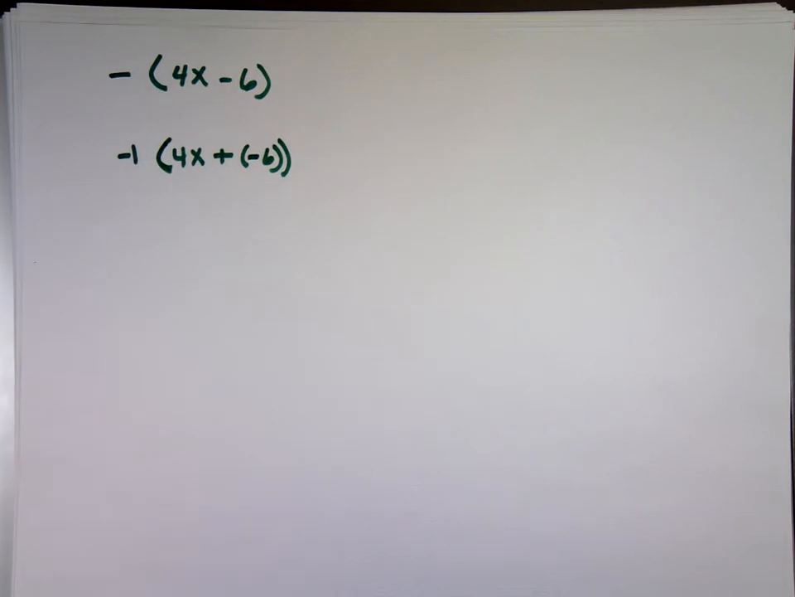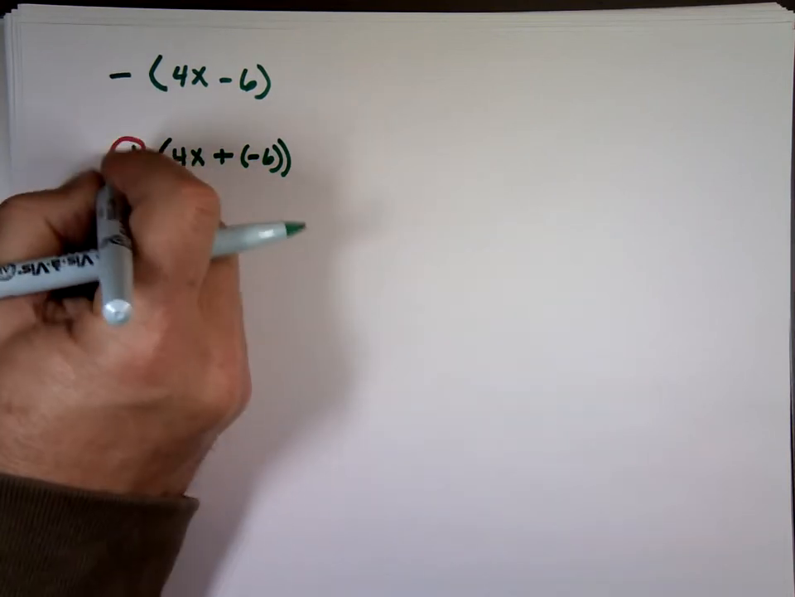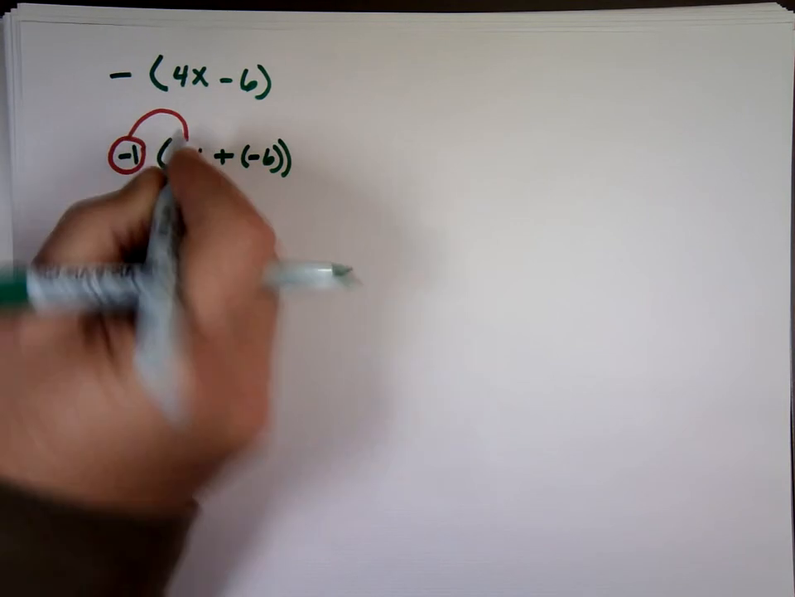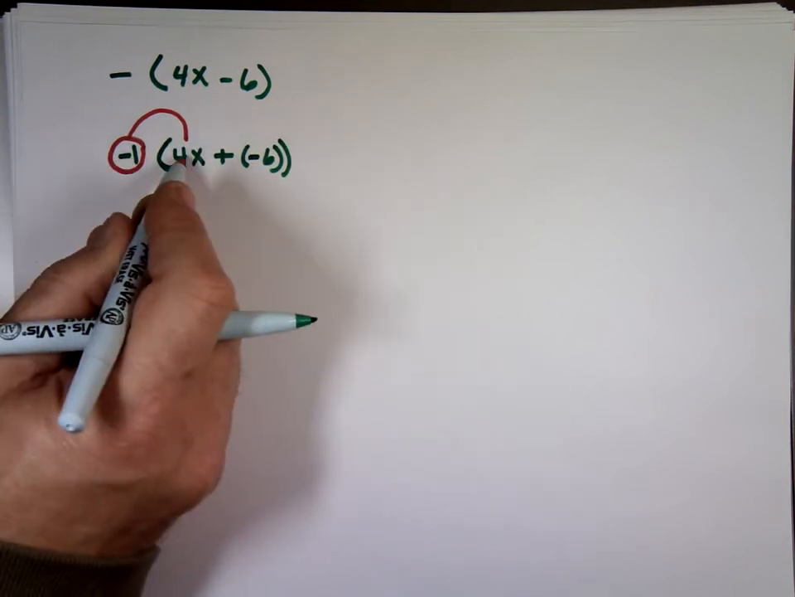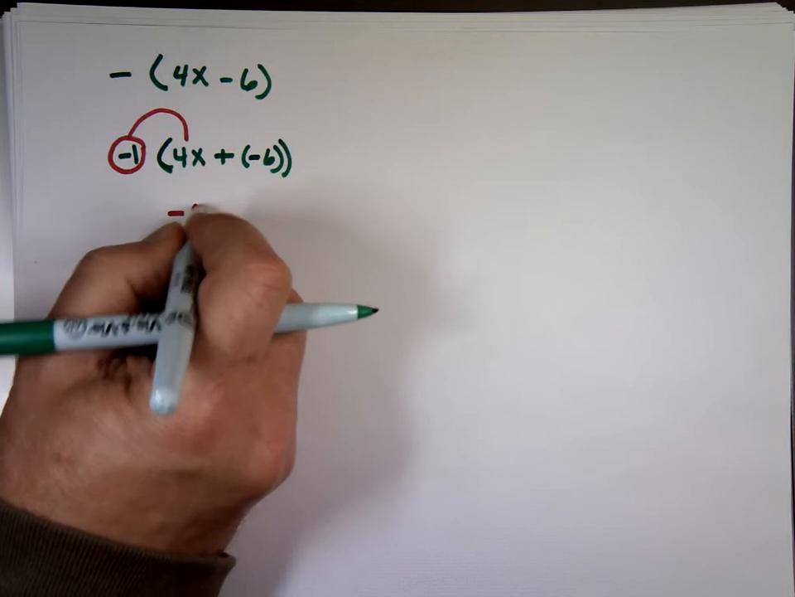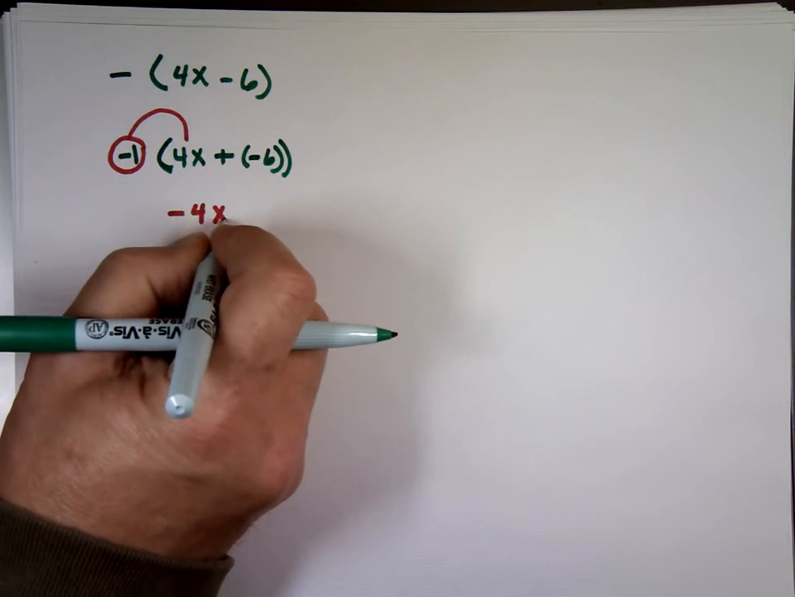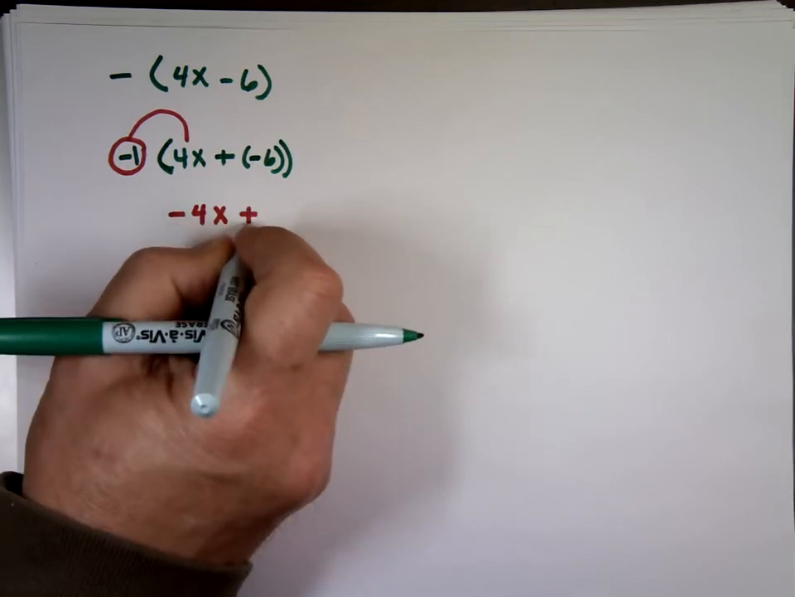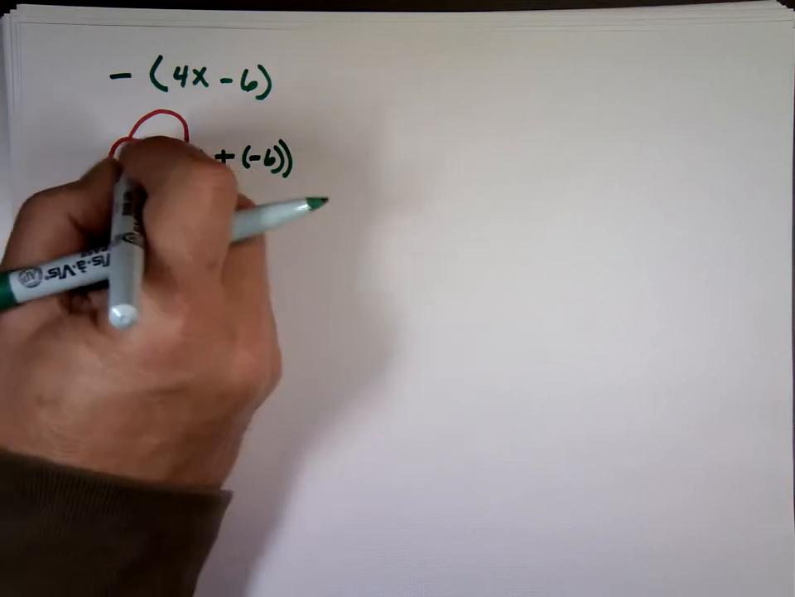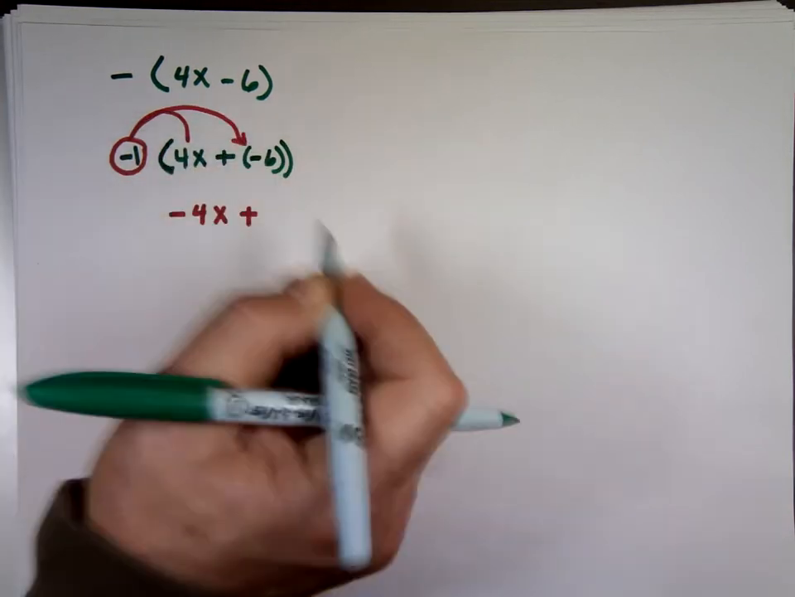So now let's multiply that. Let's take the negative 1 times the 4x. What's negative 1 times 4? Negative 4x. There's the plus sign. What is negative 1 times a negative 6? Positive 6.